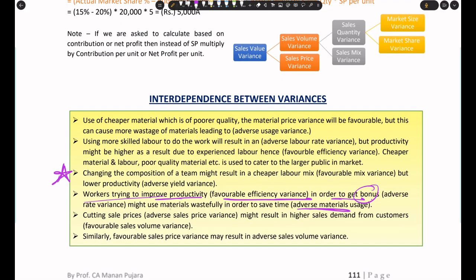Use of materials wastefully, labor rate variance might also be adverse, and sorry, material usage variance will also be adverse. Okay, a current sale price reduction, an adverse sales price variance, might result in higher sales demand from customers, a favorable sales volume variance. This is somewhat confusing. Similarly, a favorable sales price variance may result in an adverse sales volume variance. Obviously this can happen.